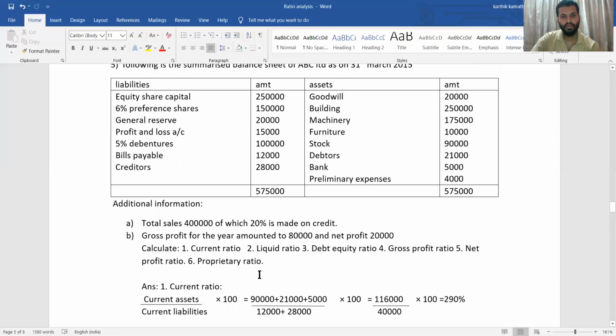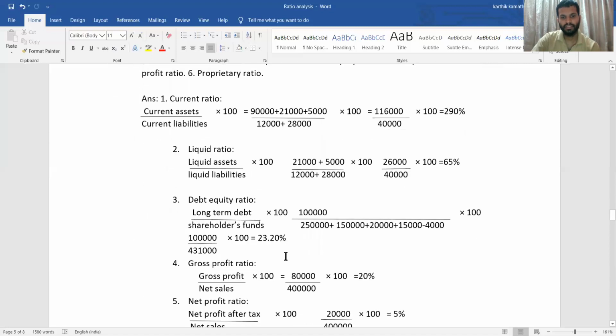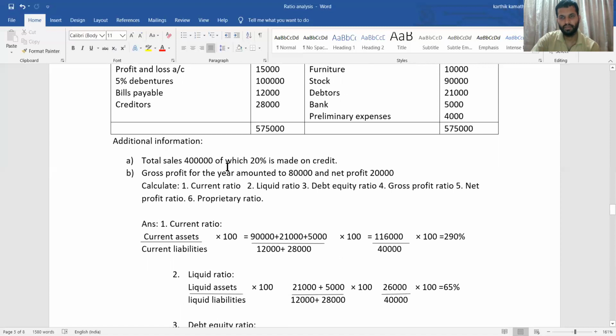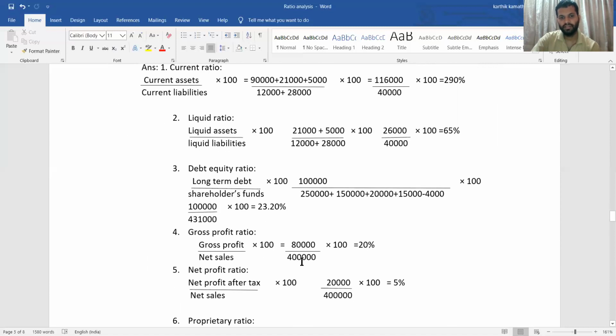Gross profit ratio, gross profit divided by net sales into 100. Gross profit is given in the adjustment directly, 80,000. 80,000 divided by net sales. Net sales information, total sales they have given 4 lakh. So adjustment is irrelevant. Directly 80,000 divided by 4 lakh into 100, 20%.